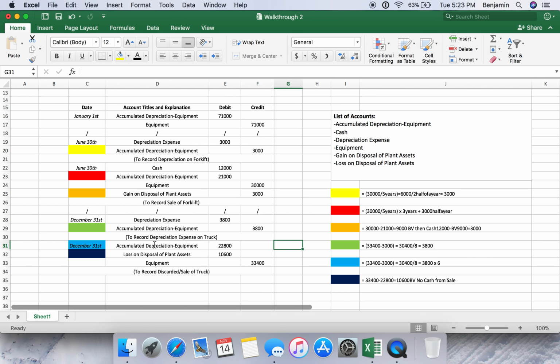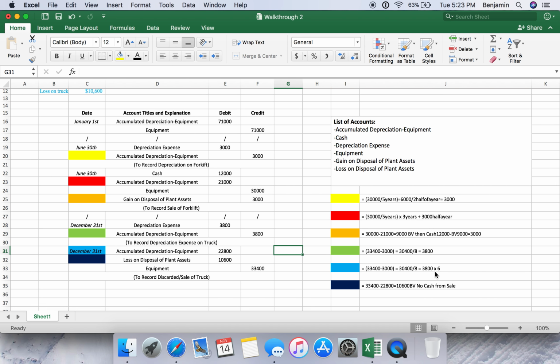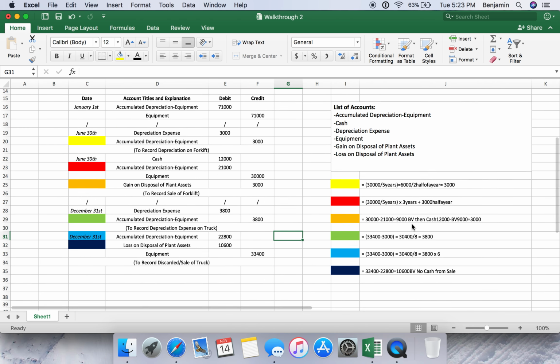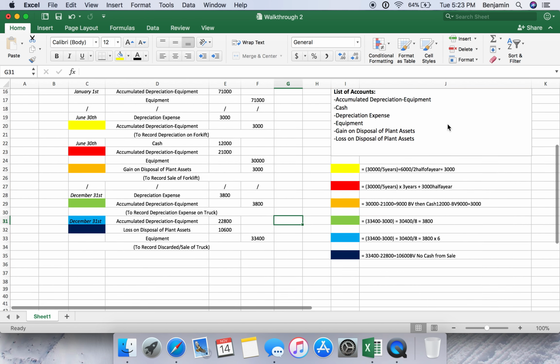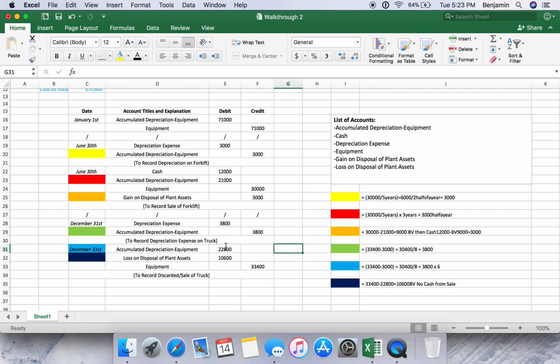And so the truck has depreciated for 6 years since it was bought in 2012. What we need to do is figure out the accumulated depreciation for all those years, which we already figured out for 1 year. So all we need to do is multiply this 3,800 number for 1 year times 6 years, because it's been used for 6 years, from 2012 to the end of 2017. So that gives us $22,800, and we put it in the debit account.